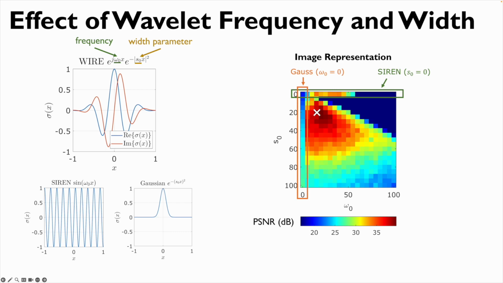Observe that the best parameters are around the region marked by the white cross. Observe that an INR with a wavelet activation with parameters around here performs much better than an INR with parameters corresponding to either just the Gaussian or just the sinusoidal nonlinearity. Thus, the wavelet's generalization of both the sinusoid and Gaussian functions enables us to instead use the optimal choice of frequency and width parameters for superior representation.